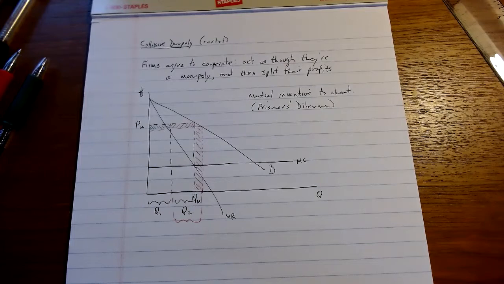So that gives us 4 different models of oligopoly. We have Cournot, which is a simultaneous quantity setting game. We have Stackelberg, a sequential quantity setting game. Bertrand, a simultaneous price setting game, and collusive duopoly. And so those are the 4 types of oligopoly that we will focus on in this chapter, and we've covered them, and that's it.